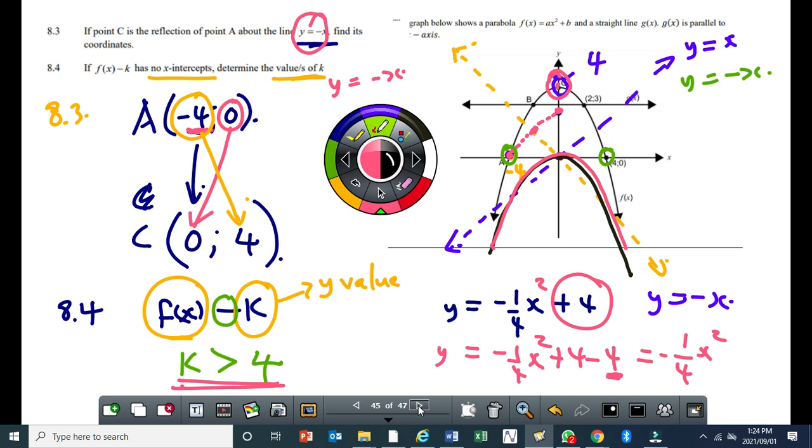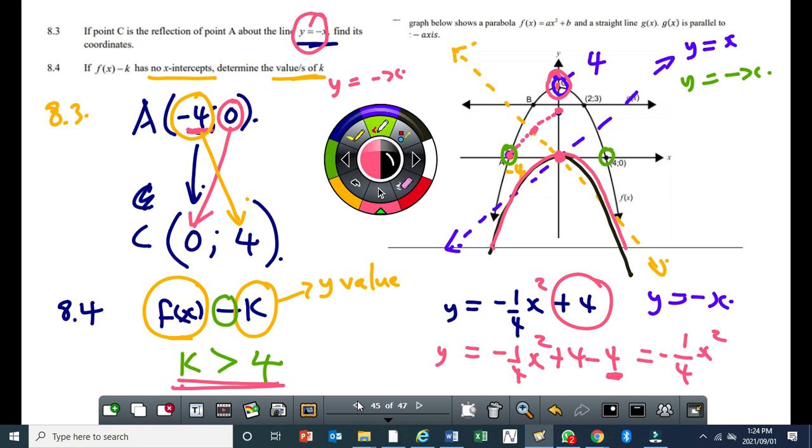If you move it downwards by 4 units, it will have a turning point which is on the x-axis. Therefore, we are going to have one x-intercept, which is x equal to 0. In this case, we don't want the graph to have an x-intercept. Therefore, we have to move it down by more than 4 units. Okay, I hope I have answered that.